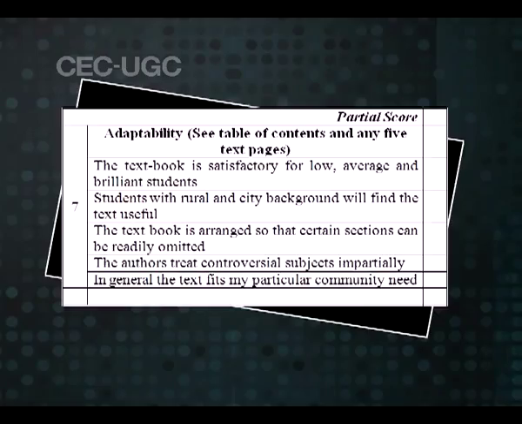Next one is adaptability. Here we will see the table of contents and any 5 text pages. The points to be reviewed are: the textbook is satisfactory for low, average and brilliant students. Students with a rural and city background will find the text useful. The textbook is arranged so that certain sections can be readily omitted.